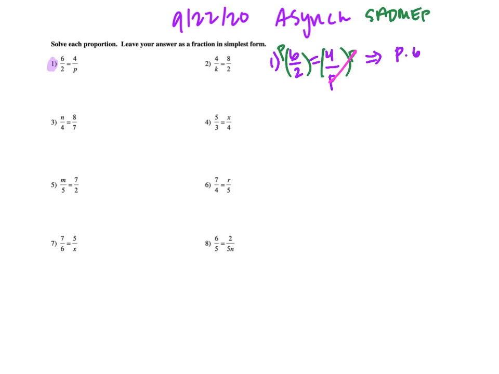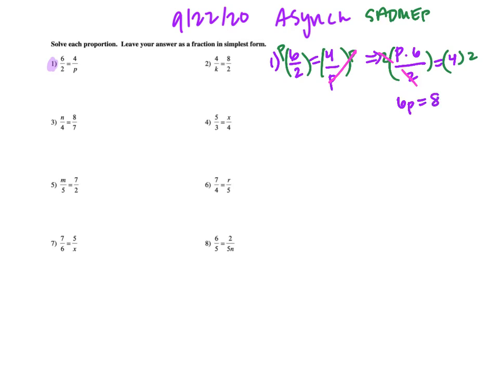So when I rewrite on my next line, I have p times 6 divided by 2 equals 4. The other thing we can do, if we're dividing by 2, is multiply both sides by 2, which creates the number 1 where I want it. Then my next line is 6p equals 8.